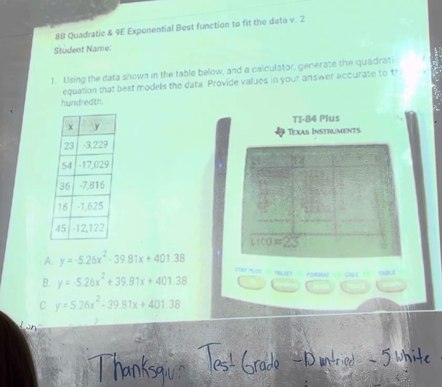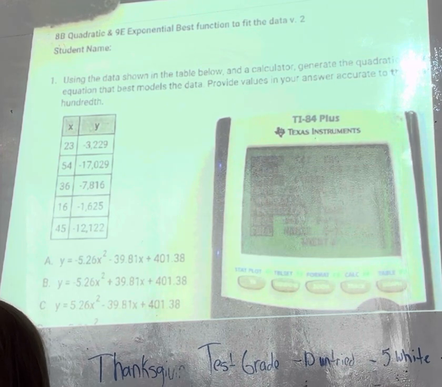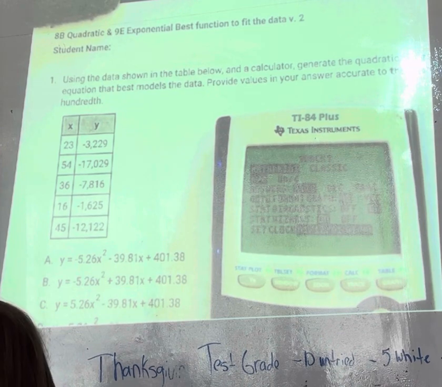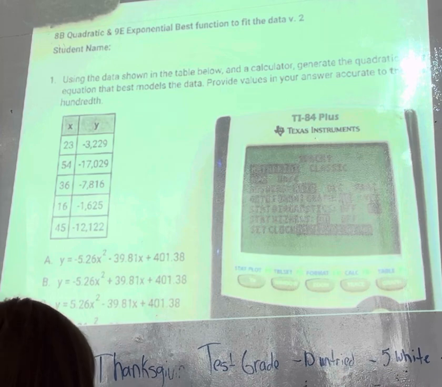Two things I've asked you to do besides typing it in: go to mode and change your float to 2, and I've got my old calculator, so I didn't get one of yours. And then we need to do stat diagnostic on, and that's in blue on your calculator, so make sure you do those two things.